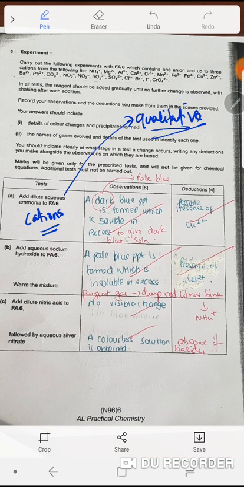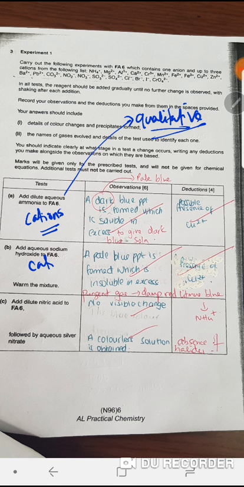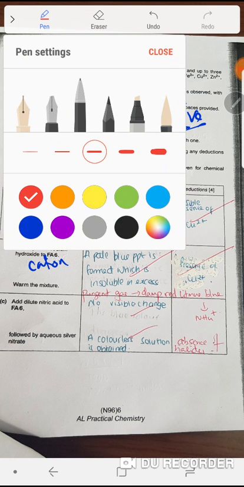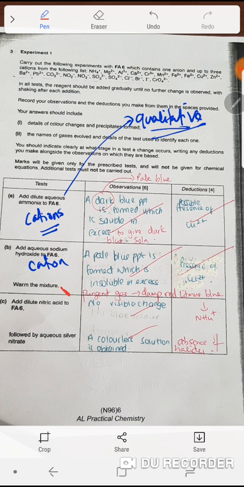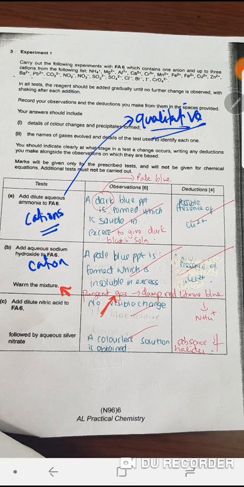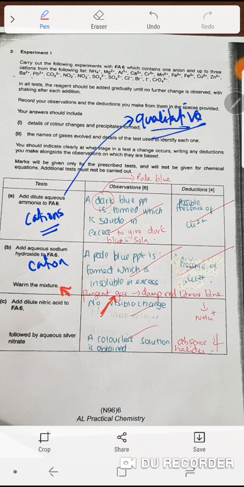Now you add sodium hydroxide. This is also testing cation. Now when you heat with sodium hydroxide, this part here, you are testing ammonium. So you need to look at the notes. A pale blue precipitate is formed which is insoluble in excess. You see, that is properly written. When you warm, you are testing for ammonium. So you're looking for a pungent gas. There was nothing written here, so you did not attempt this part of the question. That's why it is a mistake.